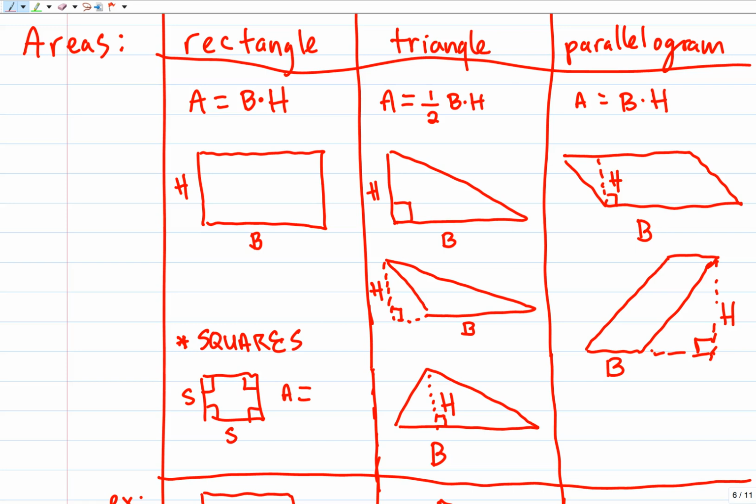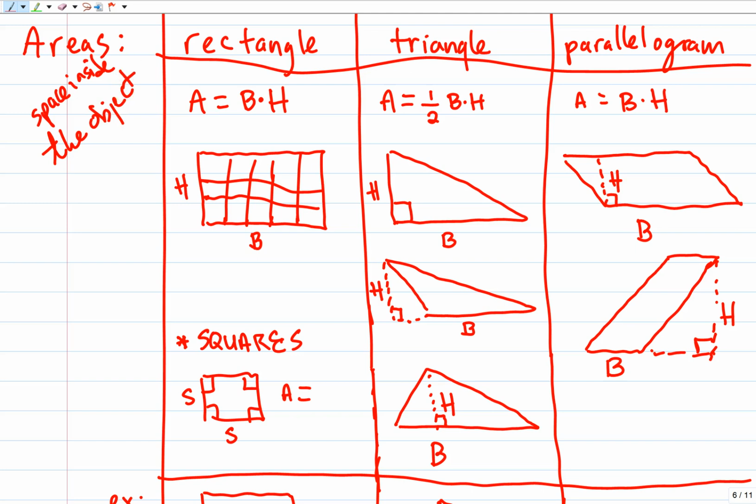If I had, let's just say, a rectangle that was 5 units, 1, 2, 3, 4, 5 units wide and 3 units tall, then basically if I were to cut this up, I could count the number of squares in there. It'd be 5 by 3 or 15 units. The area is not the space outside, it's not the distance outside, that's perimeter. The area is a measurement of the space inside the object.